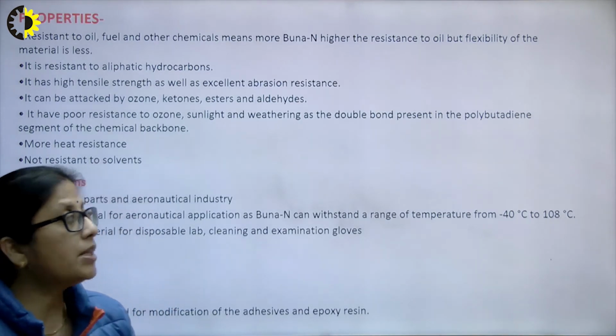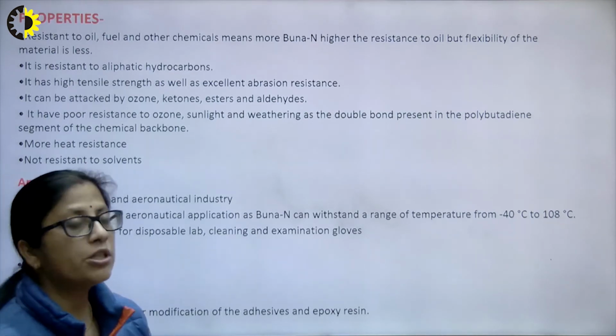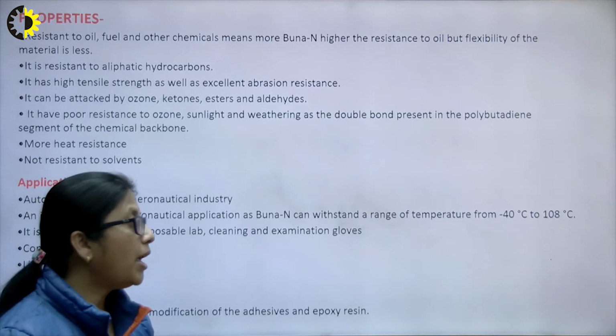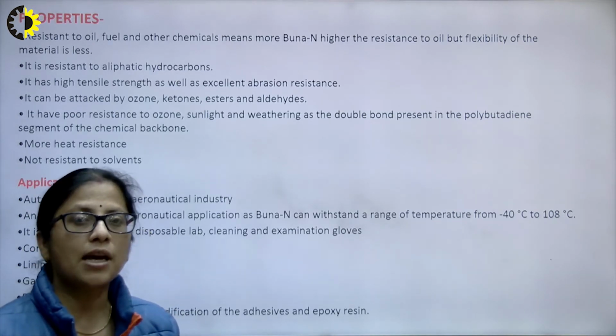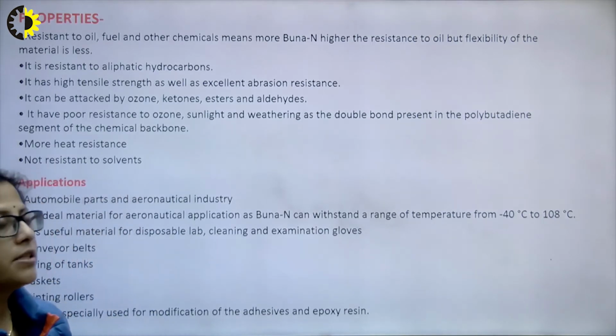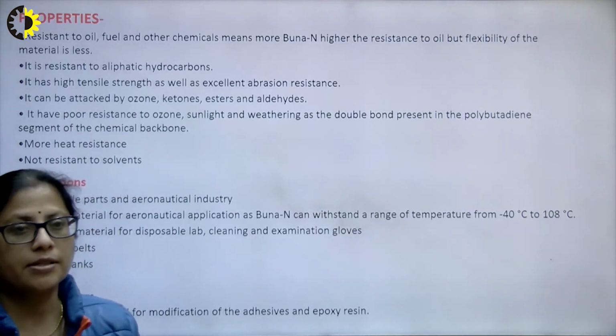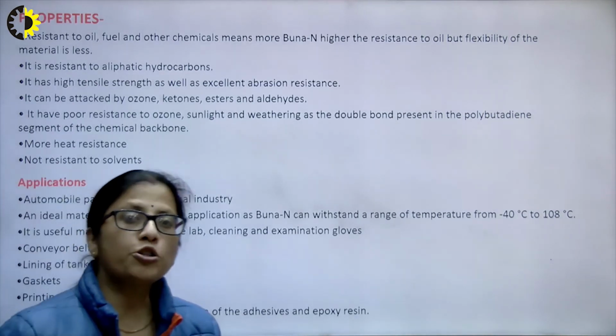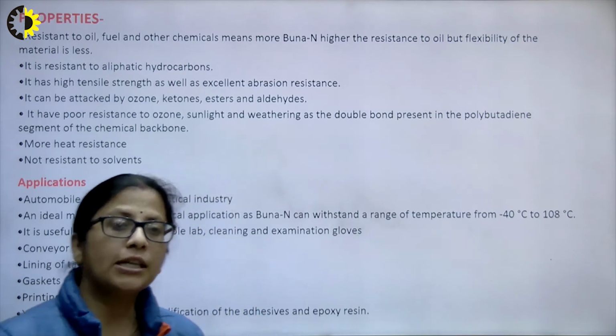So, the weaker point is the presence of the pi electrons in the butadiene backbone. Buna N is more heat resistant. I can use it for high temperatures, and it is not resistant towards different solvents. Coming to the applications, this Buna N is used in automobile parts and the aeronautical industry.